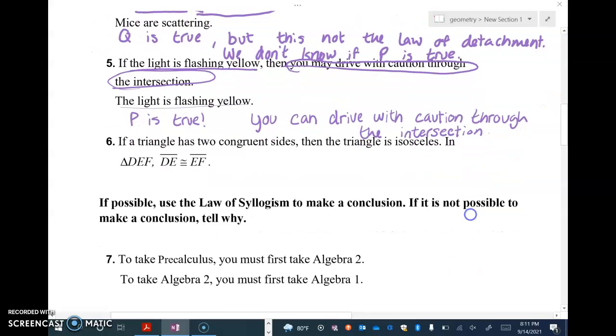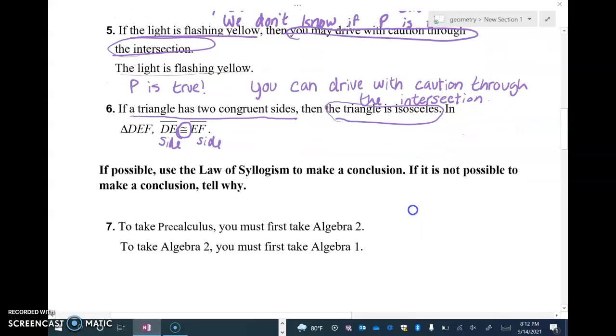All right, number 6, last one in this section. If a triangle has two congruent sides, then the triangle is isosceles. So if P, then Q. Now it's telling us in triangle DEF, side DE is congruent to side EF. We know that the toothpaste symbol, as we've called it in class, means they're congruent, right? So it's telling us the triangle has two congruent sides.